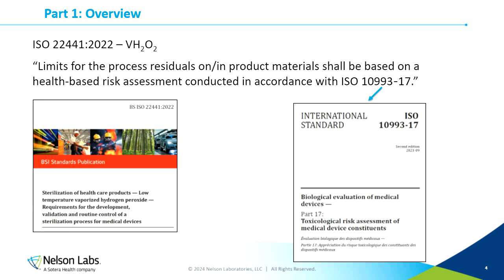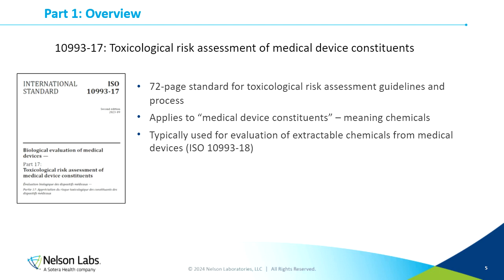So what is that value? Well, the standard simply says this health-based risk assessment should be conducted in accordance with ISO 10993 Part 17. So that means that the vaporized hydrogen peroxide standard doesn't actually give you a value. It points you to another standard. So what is the standard? Well, the ISO 10993 standards are a series of standards on the biological evaluation of medical devices. And part 17 of that series has to do with toxicological risk assessments.